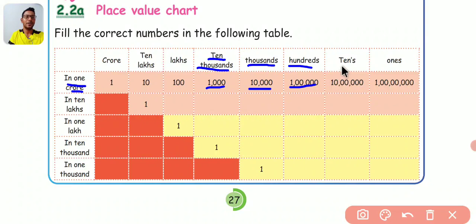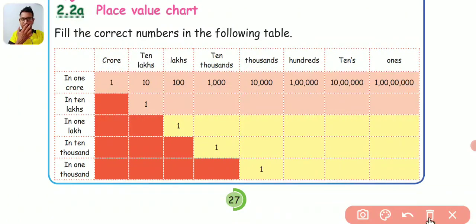Okay. How many tens in 1 crore? There are 10 lakh tens in 1 crore. Yes. How many ones in 1 crore? There are 1 crore ones, okay? How many crore in 1 crore? There are 1 crore in 1 crore. But how many ones in 1 crore? There are 1 crore ones. That is the difference, okay? In 1 crore, there is only 1 crore, but in ones, there are 1 crore ones in 1 crore, okay?